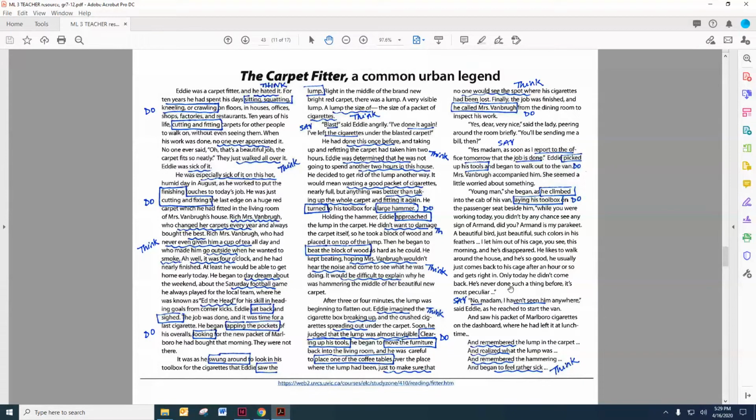Let's drop down here. She's going on and on about her parakeet. "Oh, he's just lovely, but he didn't come back and he's never done this before. It's most peculiar." "No, madame, I haven't seen him anywhere."